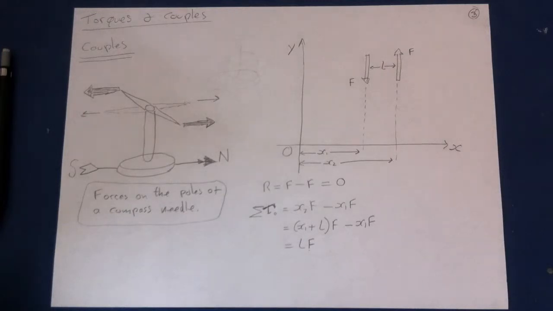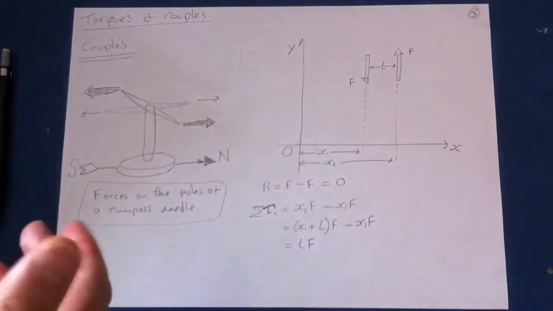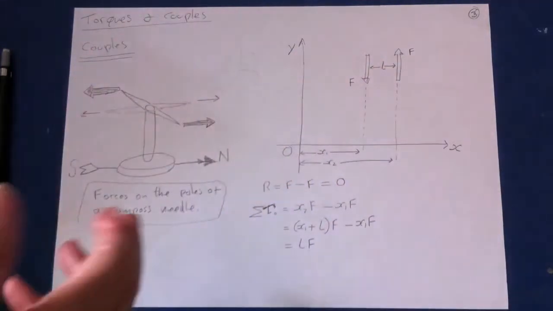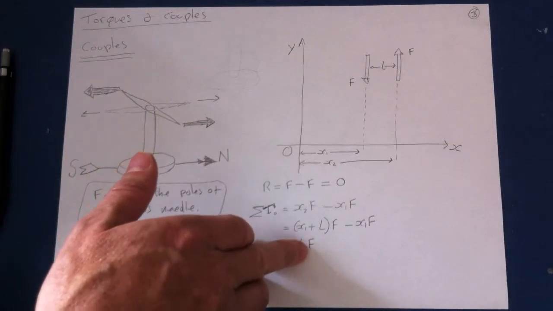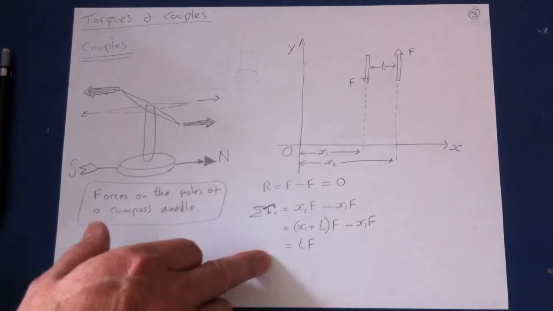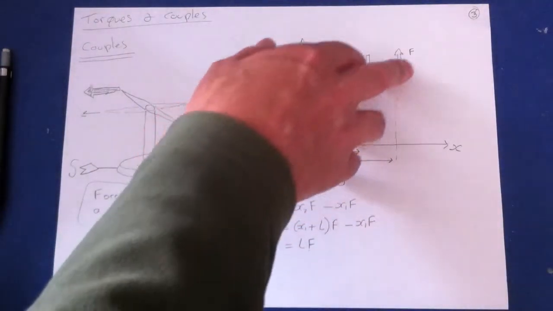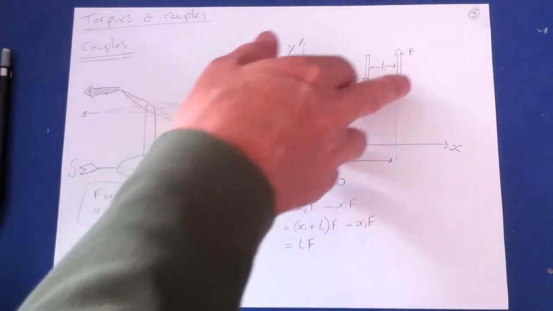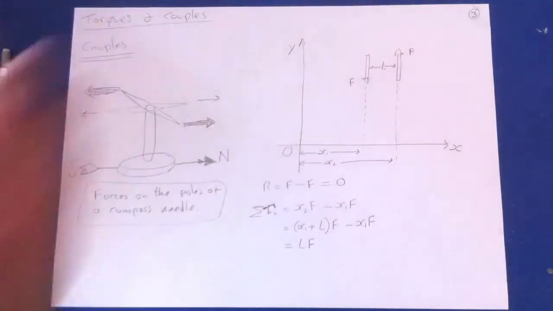It is equal to the product of the magnitude of either force and the perpendicular distance between their lines of action. Because these forces are equal, the torque is just the distance between them times F. That defines the couple, because if the forces weren't equal, we'd have translation going on.